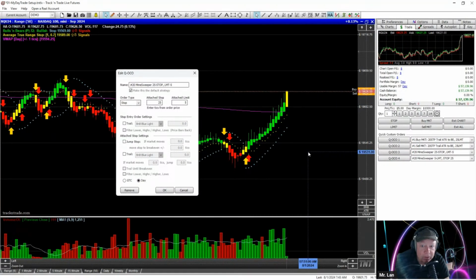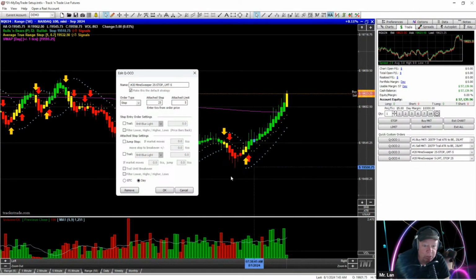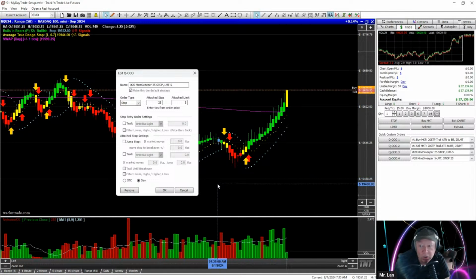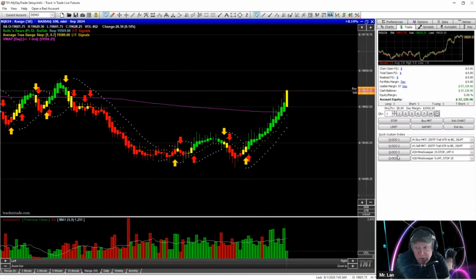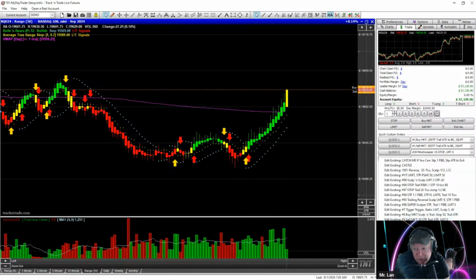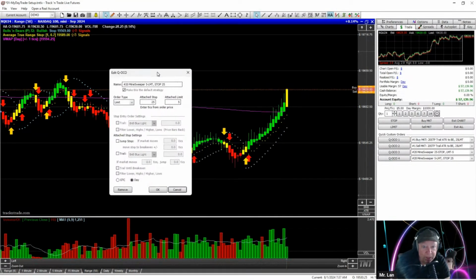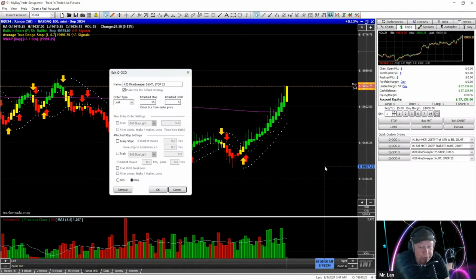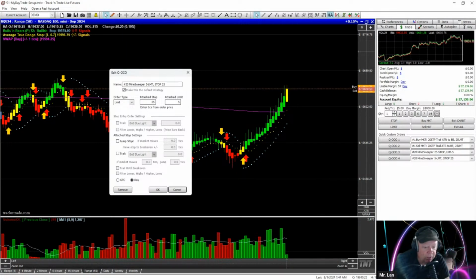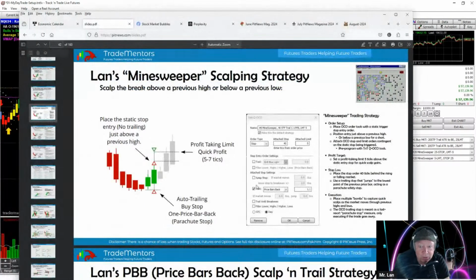So there we go. That's the settings that we're going to be using on QOCO3. And let's go to QOCO4 and do the same thing. So there's number 20. If we pull up 20, there's Minesweeper. So there's strategy number 20, Minesweeper, with a 5 limit, stop 25. And then in the document, I have it set to trail price bars back 1.1 so that the parachute stop jumps up for us if it's shorter than 25 ticks back.